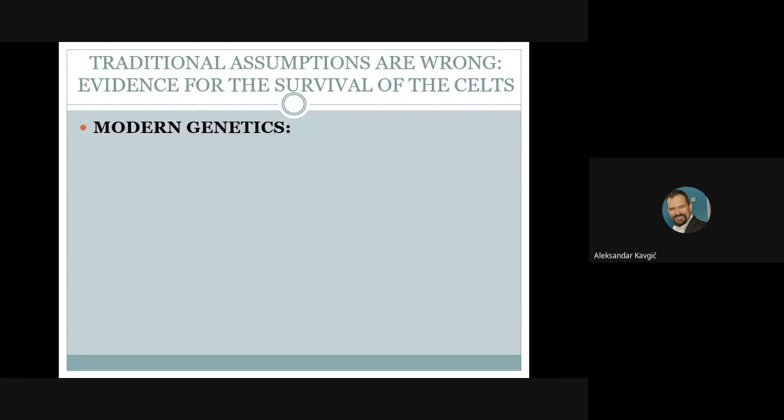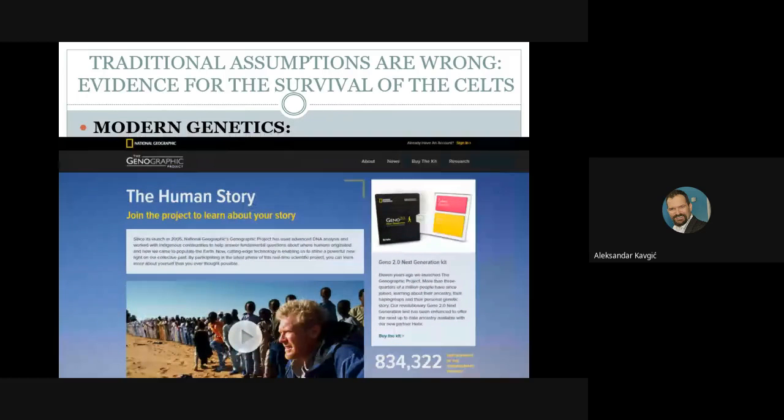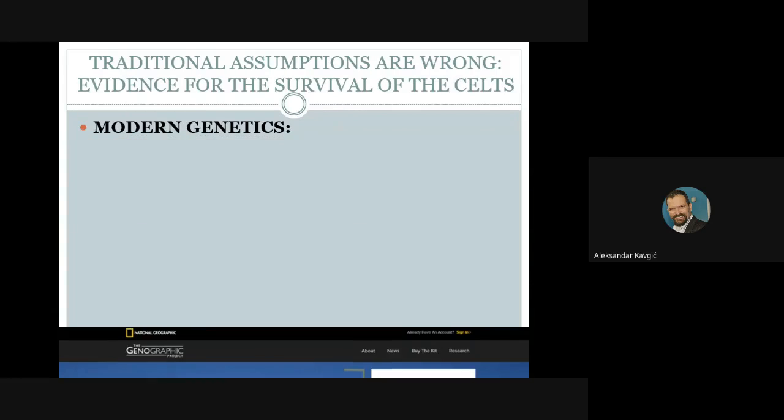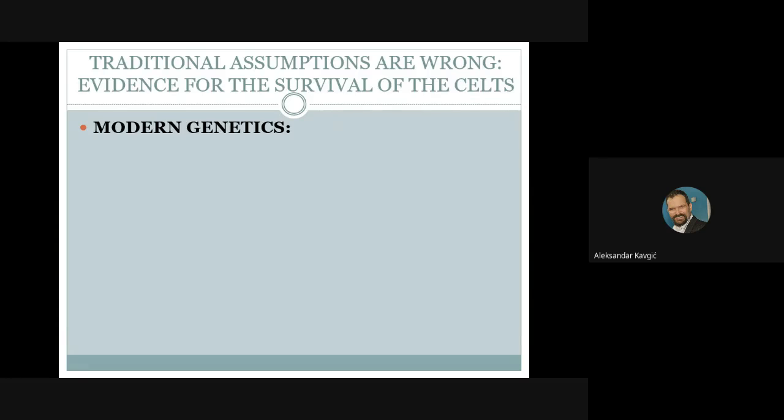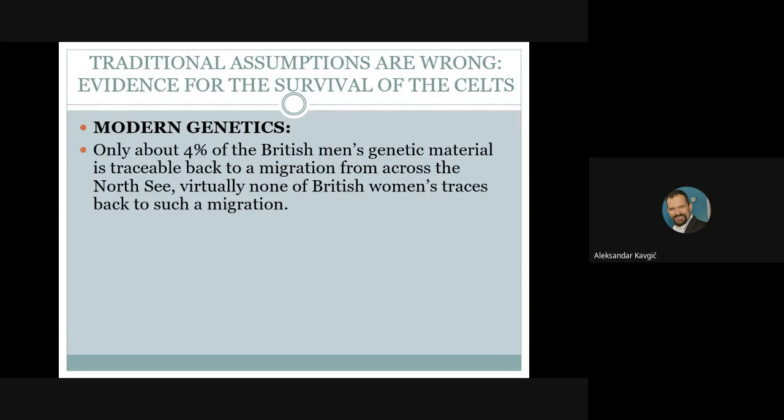Modern genetics, like the National Geographic and IBM product, the Genographic Project, that traces the history of migrations and the composition of populations, shows what I just mentioned. So you have it here. I was running ahead of myself. Only 4% of British men have genetic material of Anglo-Saxons and Jutes. British women have no DNA of Anglo-Saxons and Jutes whatsoever, statistically negligible.